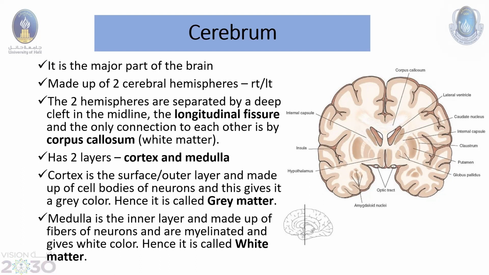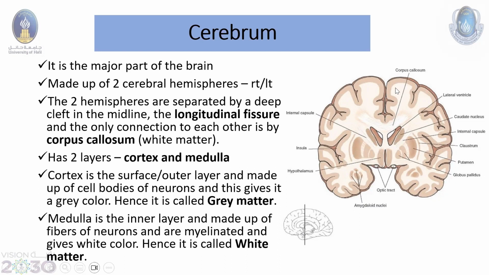If you see the cerebral hemisphere, it has two parts. The outer part is called the cortex and the inner part is called the medulla. The outer cortex is made up of the cell bodies of the neurons. Cell bodies of the neurons are present here throughout, and this gives it a gray color, and that's why it is called the gray matter. So this is the gray matter of the cerebrum.